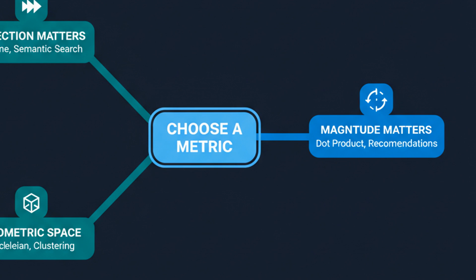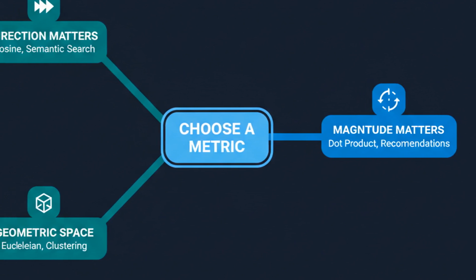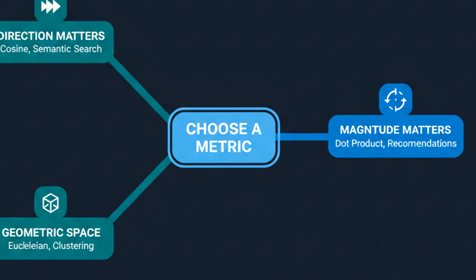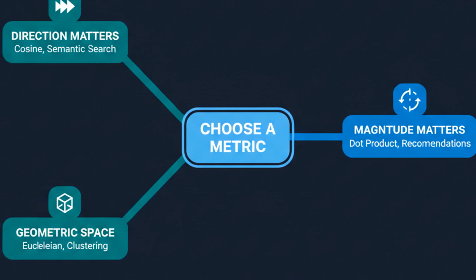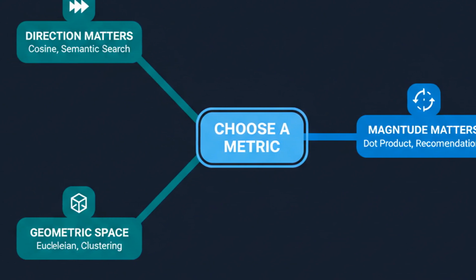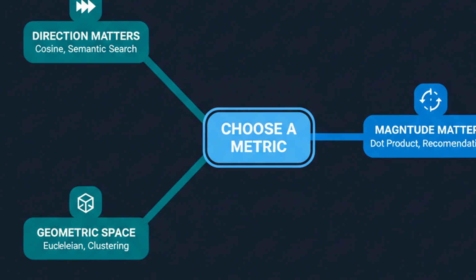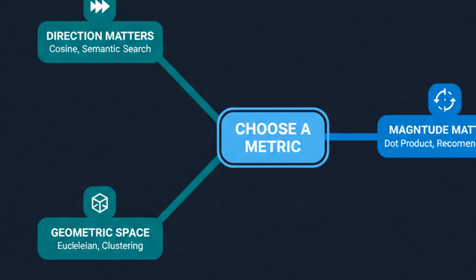Use dot product when magnitude carries real signal, like recommendation systems where vector length encodes popularity or confidence. Use Euclidean when you're working in true geometric spaces. Image features, coordinates, or clustering where physical closeness is meaningful. When in doubt with text embeddings, cosine is the safe default.